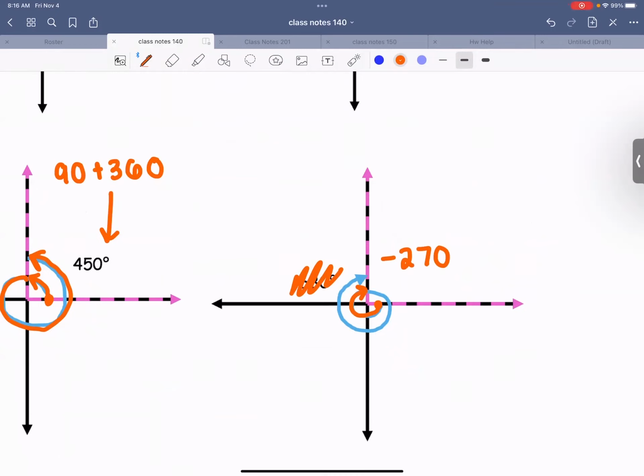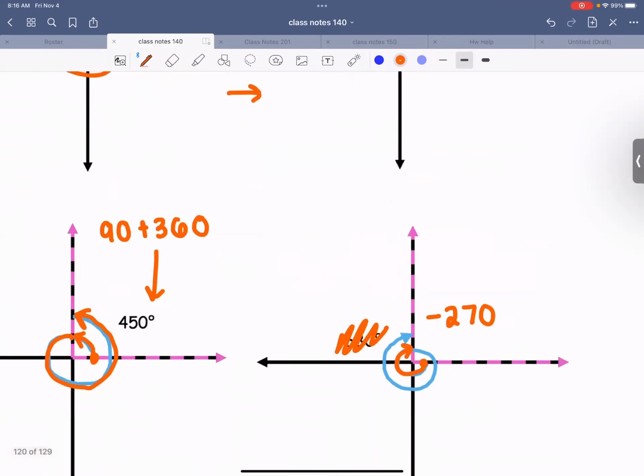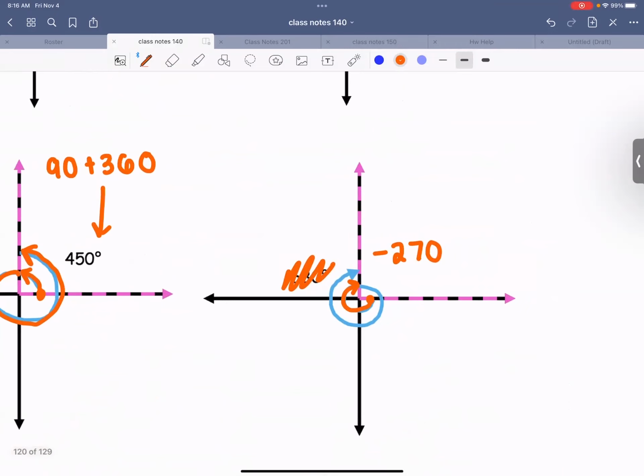Then I would go around in a circle again. Oh, I subtracted 360 not enough. I didn't subtract it enough times. You know what? Let's do this again. I actually did it right, but I didn't explain it very well. Okay, this is what I would do.